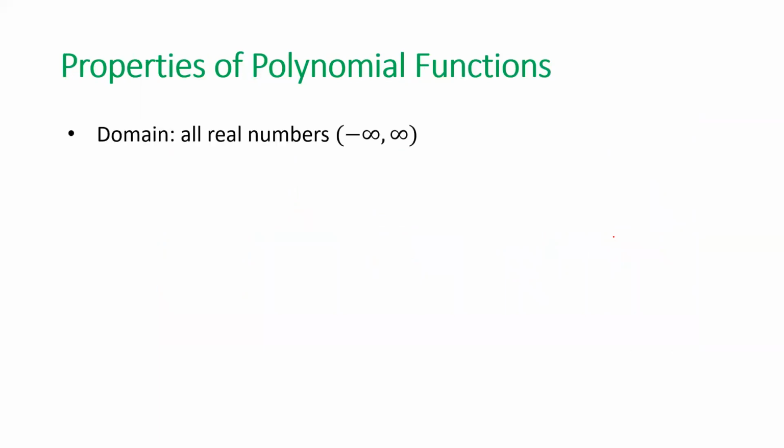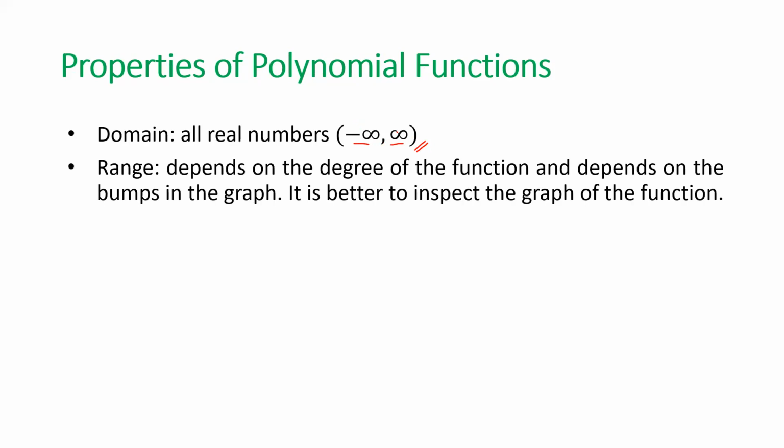So the properties of polynomial functions: its domain is always the set of all real numbers. So it's written as the interval from negative infinity up to positive infinity. However, its range would depend on the degree of the function and would depend on the bumps in the graph. So in order to determine the exact range of the polynomial function, it is better to inspect the graph of the function.